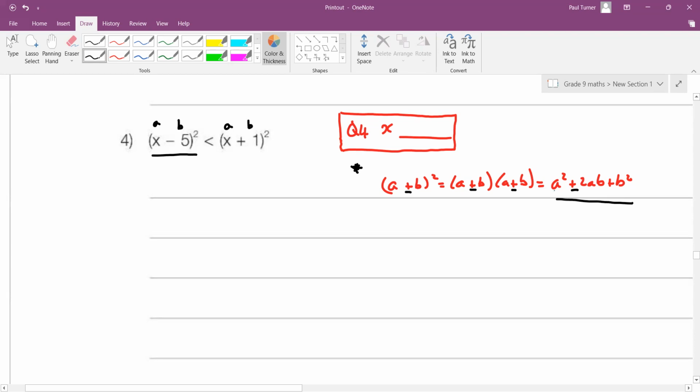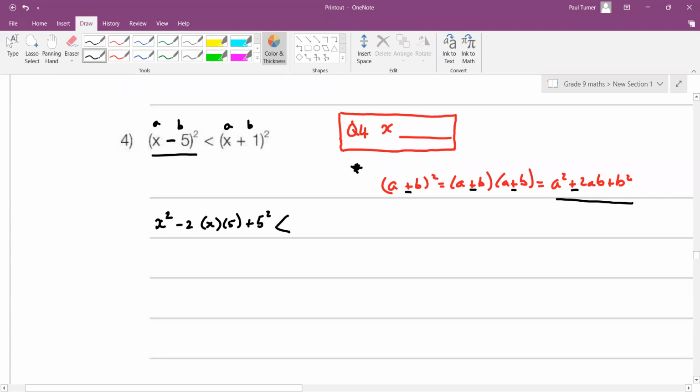So if you have a problem with this formula, just refer to here. You're going to have A squared, so that's X squared. And it's minus, so we're using minus 2AB, so minus 2AB, plus B squared. Okay, I'll just write it out fully for those who don't understand.